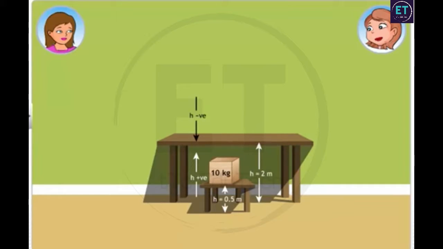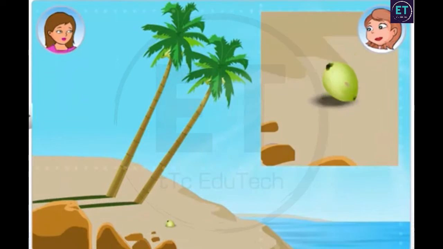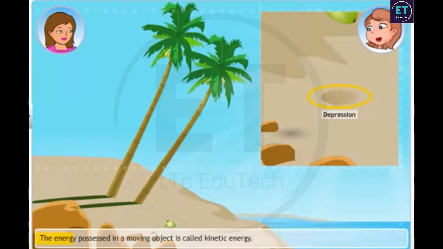We just learnt about potential energy in objects with reference to a specific level. But what happens when these objects are moved? For example, when a coconut drops from a tree onto wet sand? Well, I can see a depression where the coconut dropped on the sand. True. In motion, the coconut does some work because it now has energy due to movement. The energy possessed in a moving object is called kinetic energy.